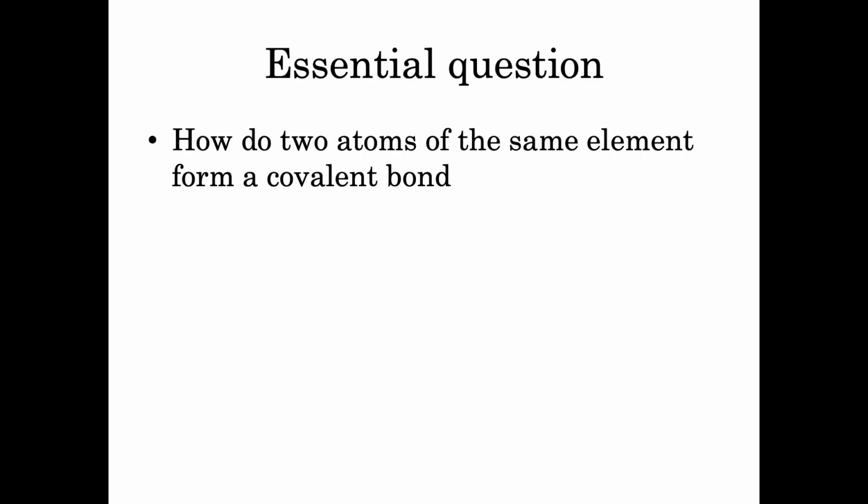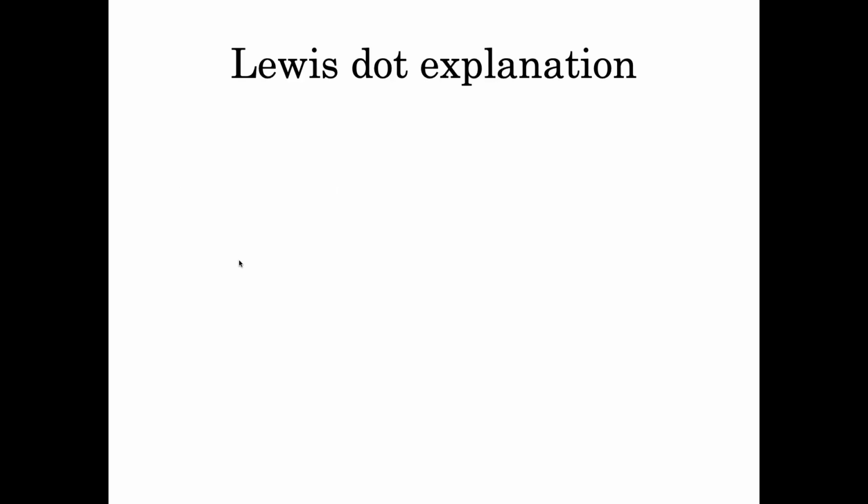I'm going to just look at this quick essential question. We're going to start simply and look at how two atoms of the same element form a covalent bond. Right now it's just two, because this is the simplest way to do things. Looking at two atoms of the same element, how they come together, then we're going to take that and move it forward in the next lecture to say how two atoms of different elements bond together, because that's slightly different. So let's use Lewis dot explanation to see how this works.